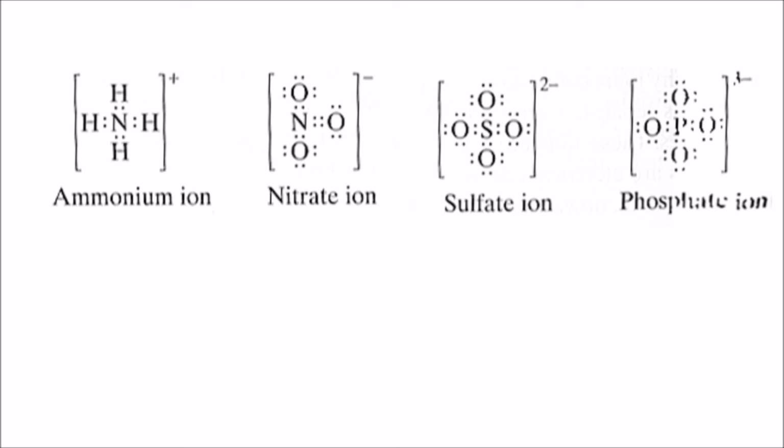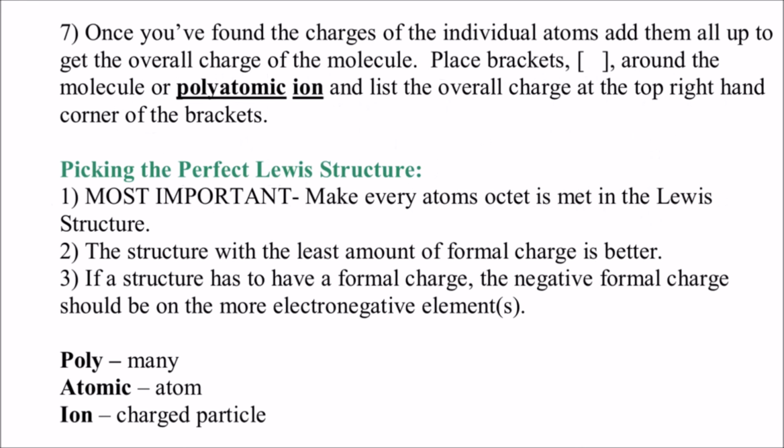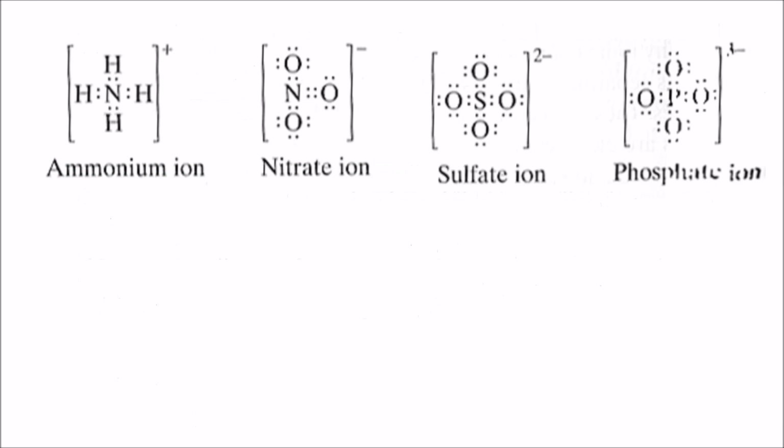Okay, here's an example of some more polyatomic ions that we might have you draw. I just used a new word, polyatomic ion. Poly means many, atomic is atom, and ion is a charged particle. That means we're going to have a many atomed molecule that has a charge on it. So this right here is a polyatomic ion. It's the ammonium ion. And notice it's in its brackets and it's got its +1 charge.